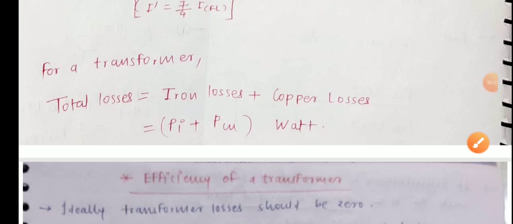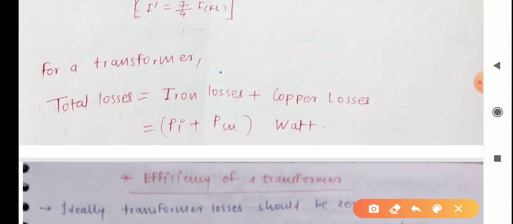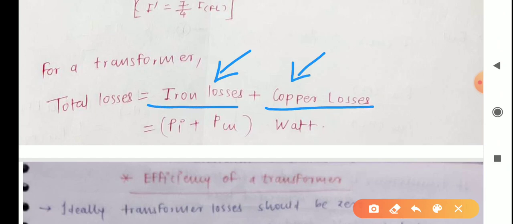Hello students, in this lecture we are going to study the efficiency of a transformer, how to calculate the efficiency of a given transformer. In the previous lecture we studied the concept of losses happening in the transformer, which are of two types. One is iron losses happening in the core, the other is copper losses happening in the winding. So the total losses on the transformer are simply the addition of the iron loss plus copper loss, measured in watts.